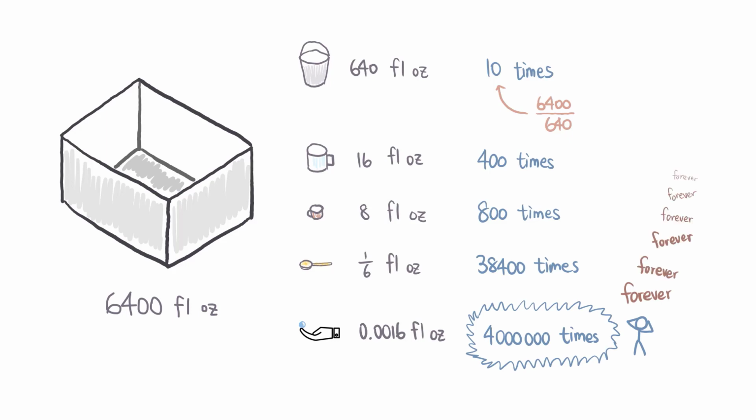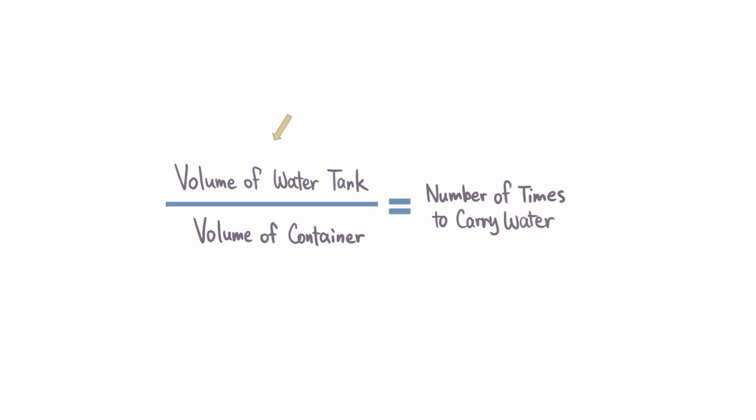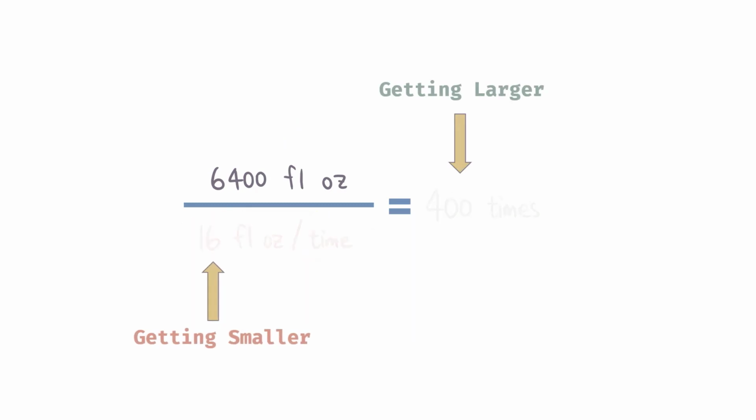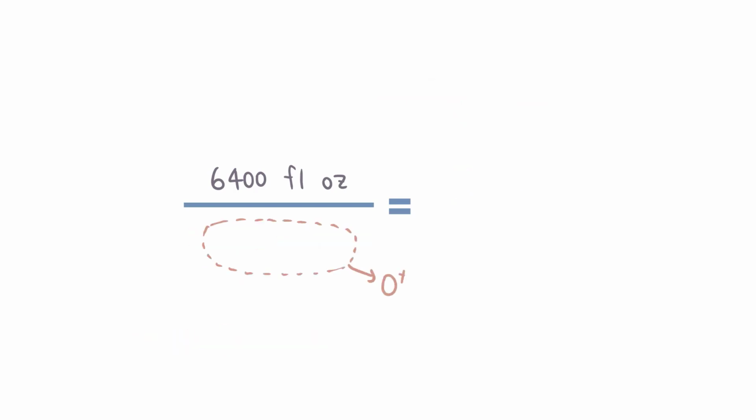That's forever. As we have just seen, the relationship between the volume of the tank, the volume of the container for carrying the water, and the number of times we carry the water is given by this equation. The volume of the tank is a fixed number, which is 6,400 fluid ounces. As we choose smaller containers, this denominator gets smaller, and we observe that the fraction gets bigger. What if we make the denominator really small?